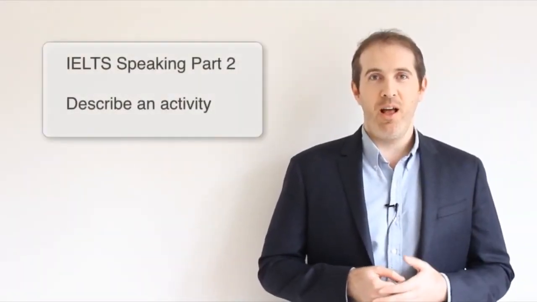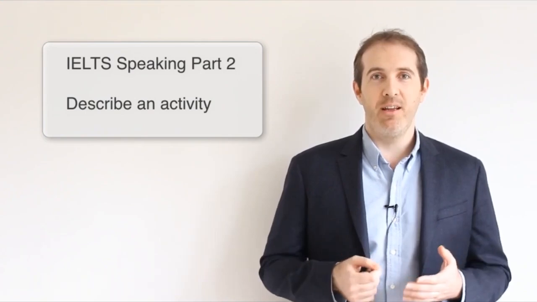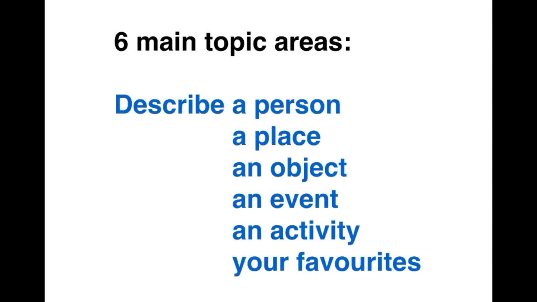In this lesson, we're carrying on with IELTS Speaking Part 2, and we're going to cover the topic area, describe an activity, another one of our 6 main topic areas. Here are those 6 topic areas again, and describe an activity is the 5th one in this series of lessons. Let's look at this topic now.